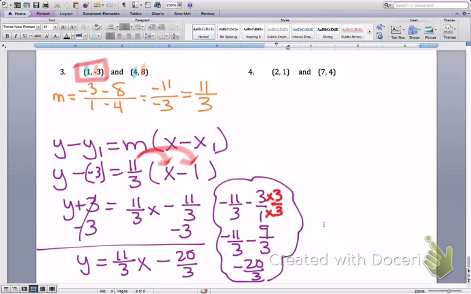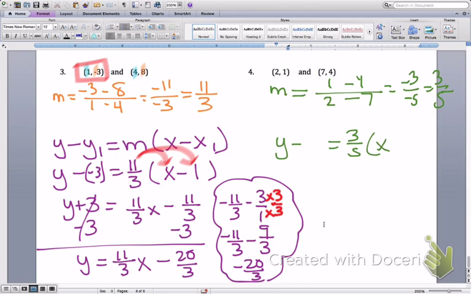Last one, just one more for practice. Slope is subtraction of the y's over subtraction of the x's. Y's are 1 and 4. X's are 2 and 7. We have negative 3 and negative 5, which is just 3/5. We're going to go with the equation y minus y1 equals m, which is 3/5, times x minus x1. So I'm going to go ahead and use the first point, (2, 1). So 2 goes here, 1 goes here.